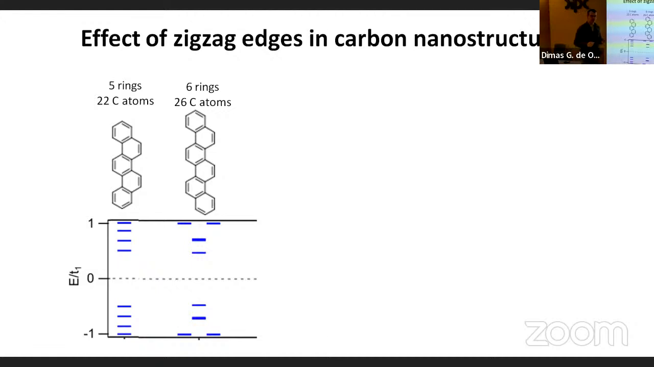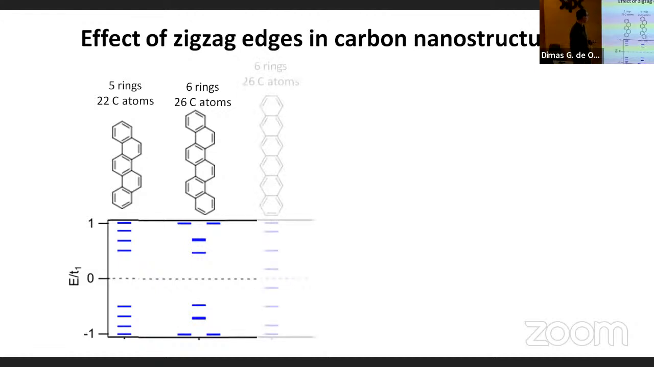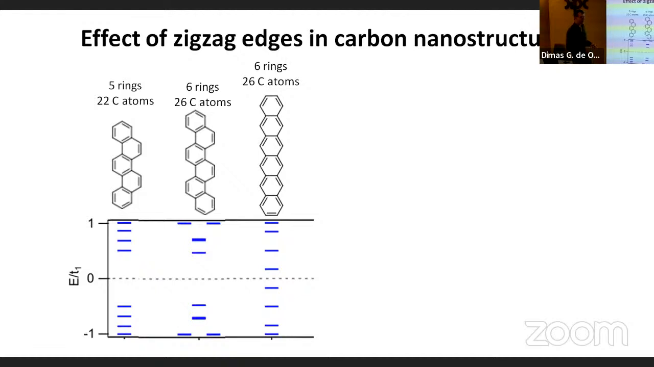But now think what would happen if you take the same size of molecule, just ordering the atoms so that we have zigzag edges instead of armchair edges. The result is this. We have the same number of rings, the same number of atoms, but the band gap shrinks very much. It shrinks so much that the HOMO and the LUMO slightly hybridize, and the occupation is no longer a full occupation of the HOMO with a fully empty LUMO. You have partial occupations of either.